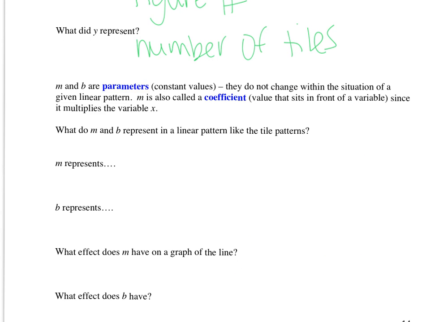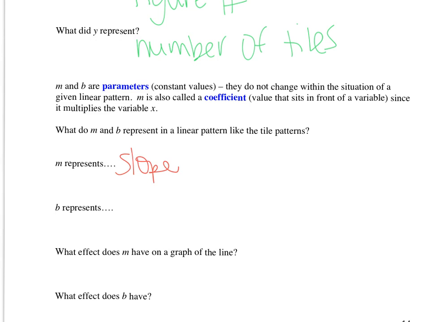So m and b are parameters, which are constant values. They do not change within the situation of a given linear pattern. M is also called a coefficient because it sits in front of the x. So what do m and b represent in the linear pattern like the tile patterns? Well, m is going to be our slope. Okay, so it is the slope of our line.